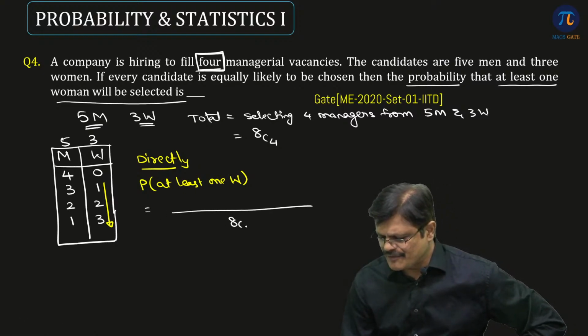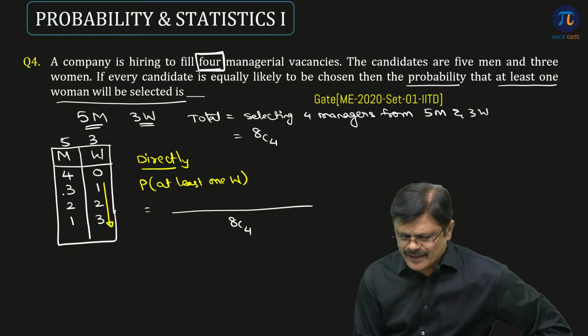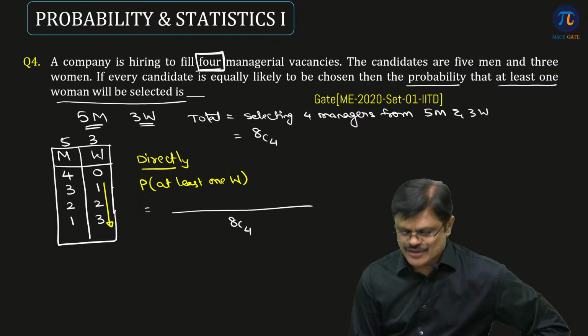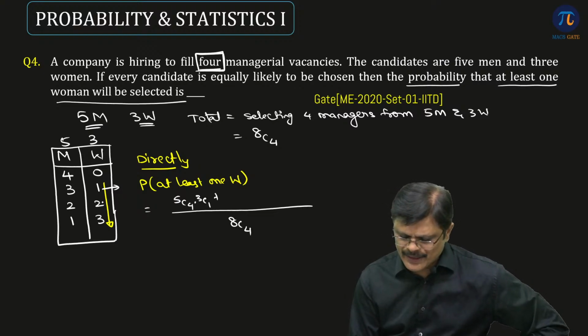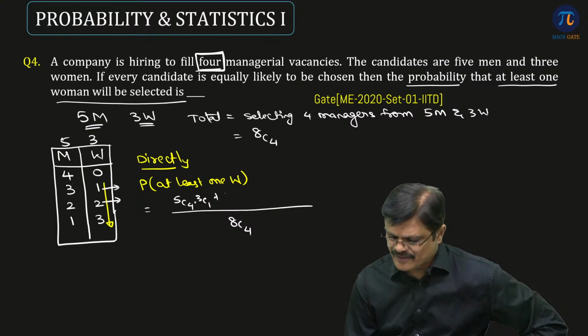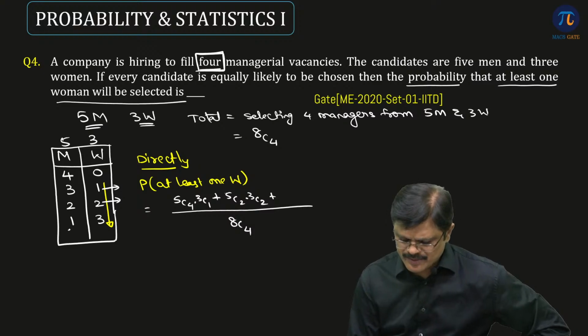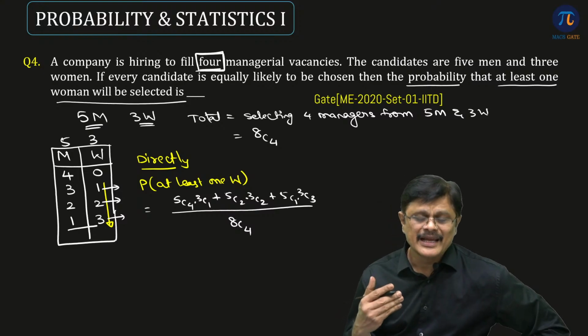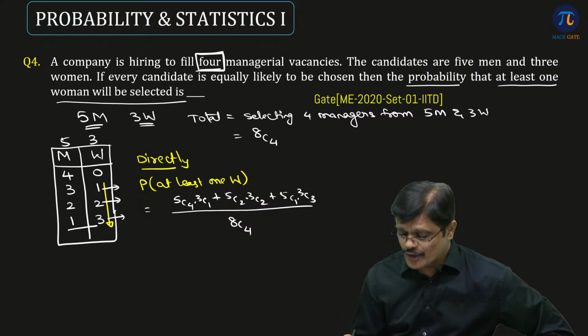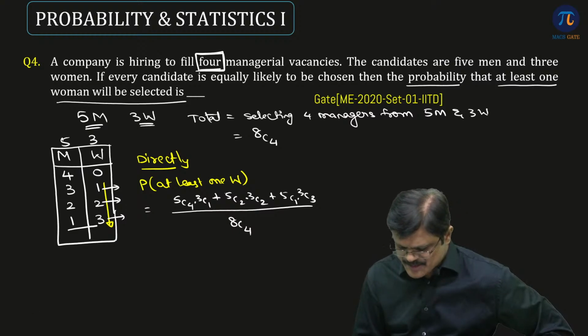So what is the answer, my dear friends? The denominator is 8C4 and the numerator is these 3 cases. So how many possibilities for this case? 5C4 into 3C1. How many possibilities for this case? 5C2 into 3C2. How many possibilities for this case? 5C1 into 3C3. But this is a longer approach, because here the indirect approach is much better.